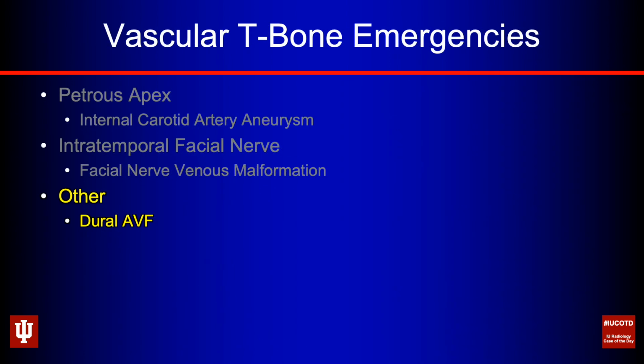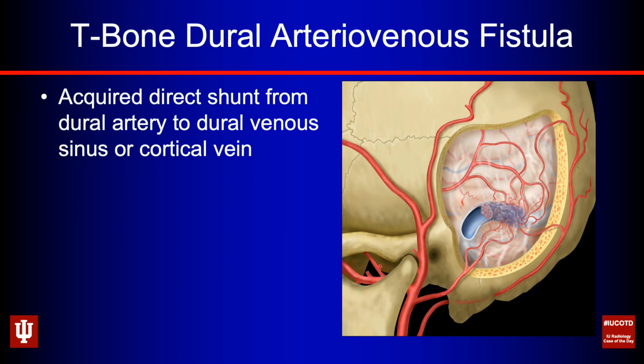Another potential vascular temporal bone emergency is a dural AV fistula. This is an acquired direct shunt, typically from a dural artery to a dural venous sinus or an associated cortical vein. And the most common place that we see this, at least in this neighborhood, is the transverse sinus.